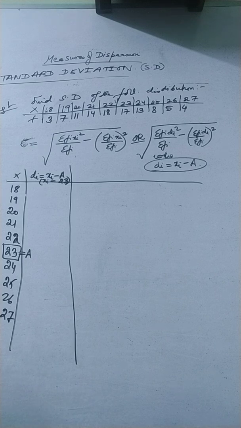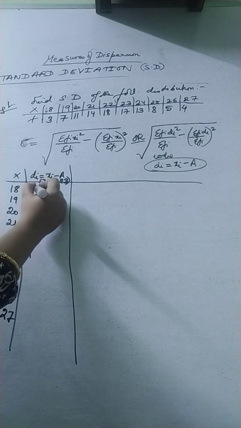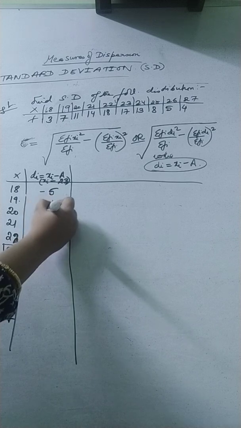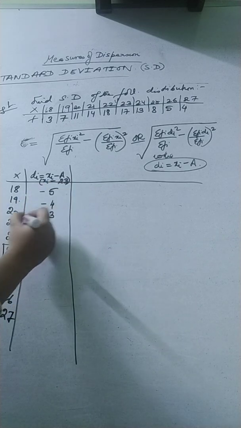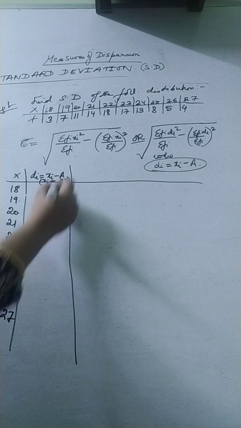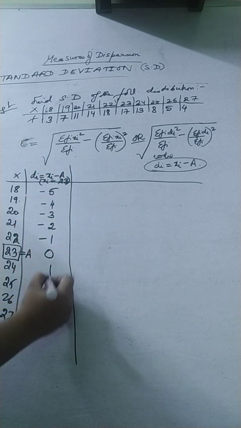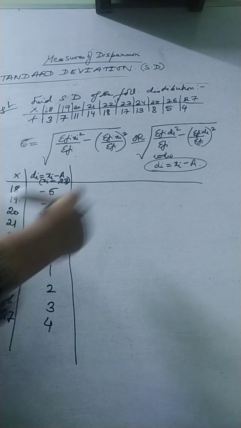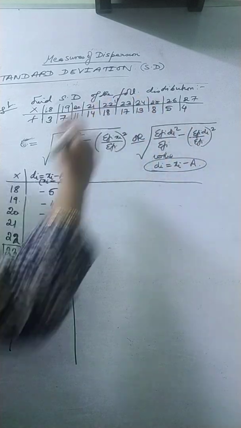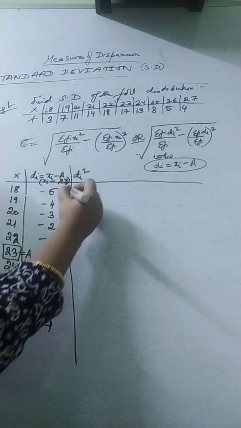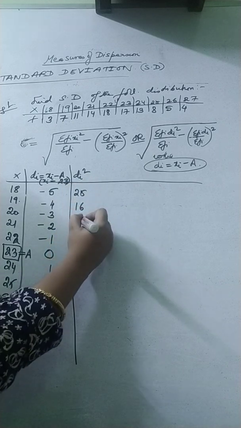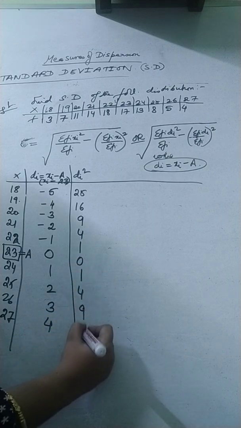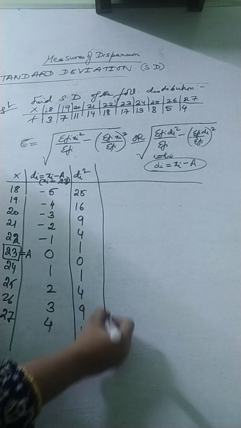So what are the values? Here it's 18 minus 23, isn't it? 18 minus 23 is minus 5. 19 minus 23 is minus 4. 20 minus 23 is your minus 3. 21 minus 23 is minus 2. Then minus 1, 0, 1, 2, 3, 4. So this is your di. Okay. What else do I need? I need fi di and I need di square also. So let me do di square over here. This is 25, this is 16, this becomes 9, 4, 1, 0, 1, 4, 9, 16. This is your di square.